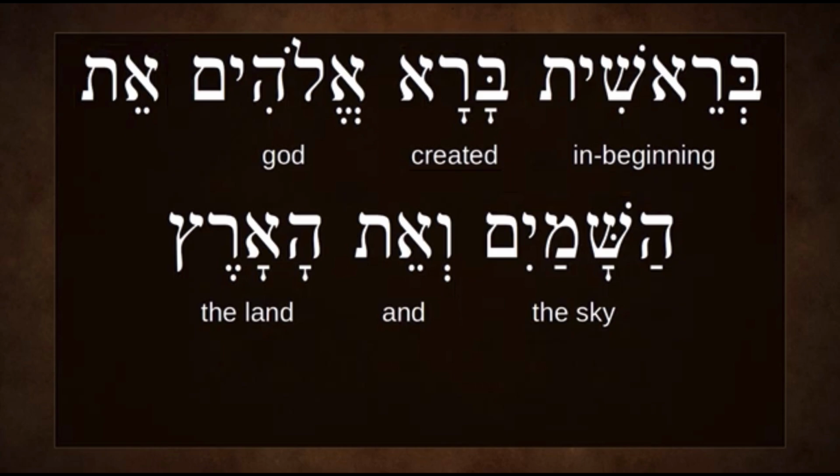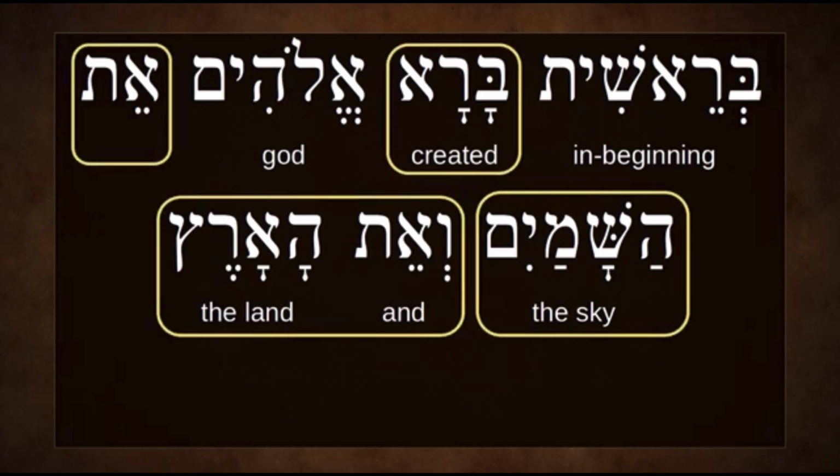Our next word is va'et, so we now have 2 objects, and that second object is the next word, haaretz, which means the land. So we know from the words bara, et hashamayim, va'et haaretz, that this sentence is saying that something created the sky and the land. So, what is it that created the sky and the land?